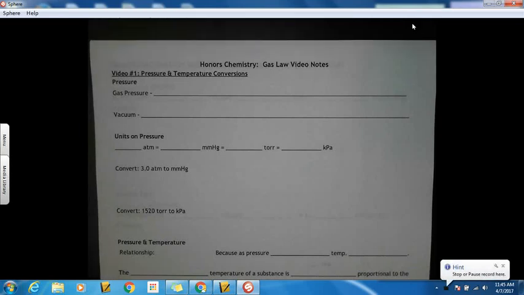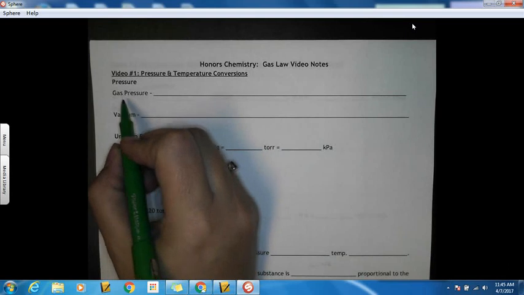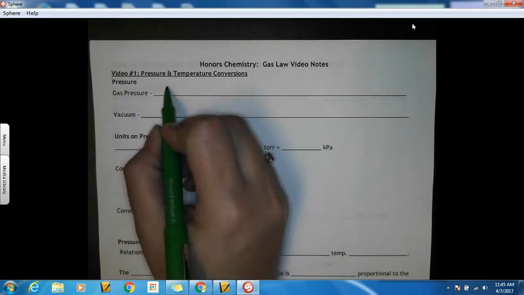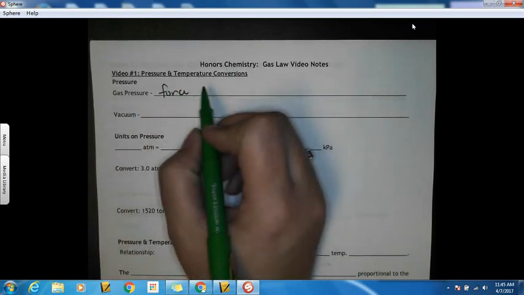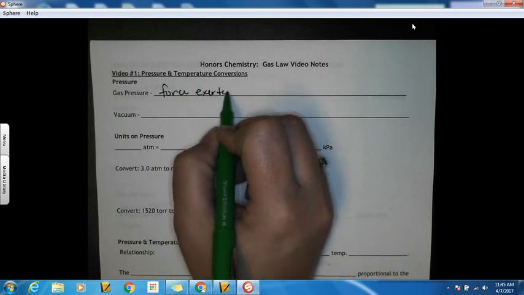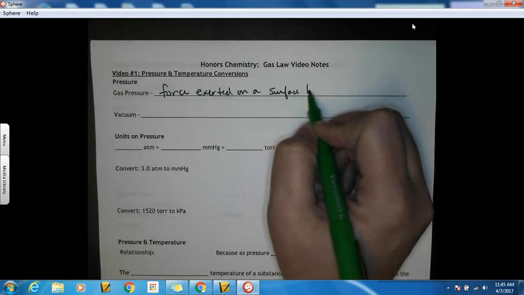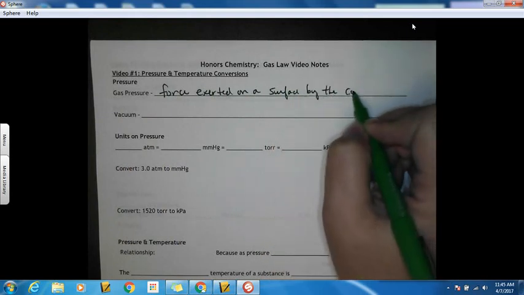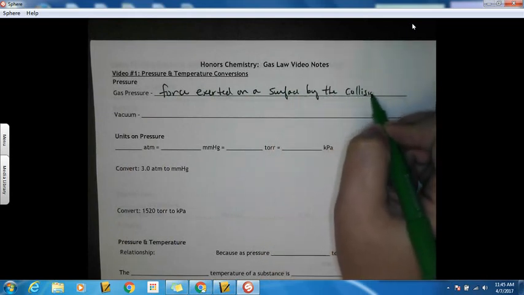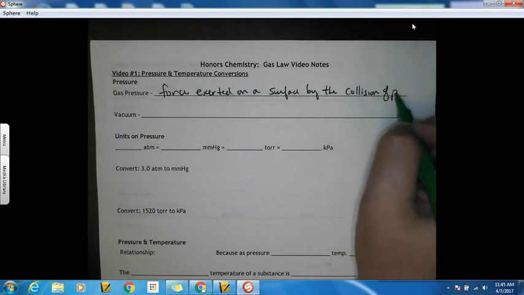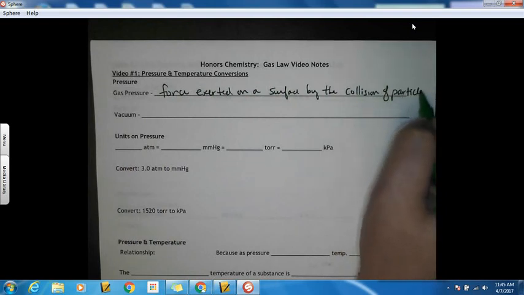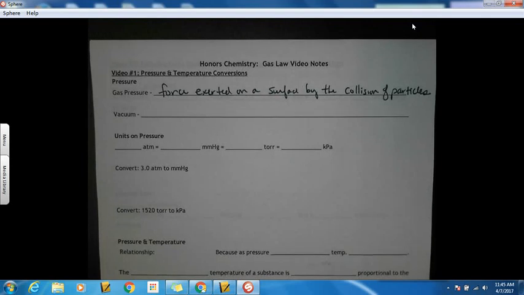Alright, so in this video, we're going to look at pressure and temperature conversions. First of all, pressure is created by gas particles colliding. This is the force exerted on a surface by the collision of particles. So the more collisions there are, the more pressure that is created.